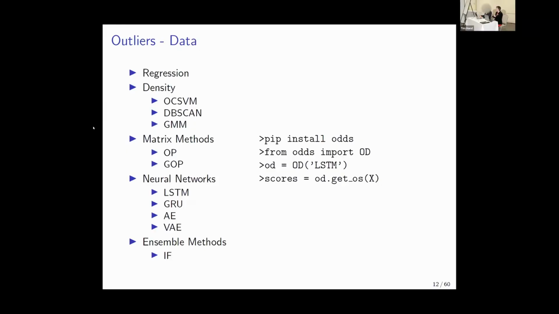If you want to use these, I even made a library. I uploaded it to PyPI, so you can do pip install odds. From odds, import OD, which is the outlier detection object. And you can just put a little string as to which one you want. And you get the scores from that.